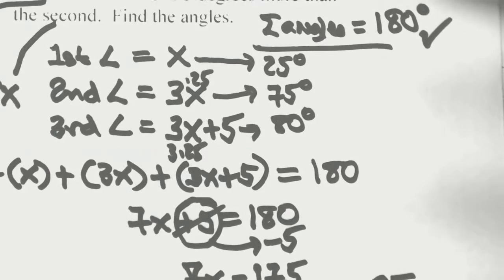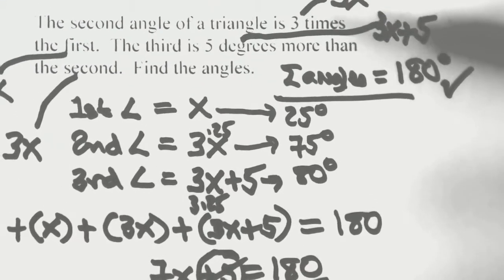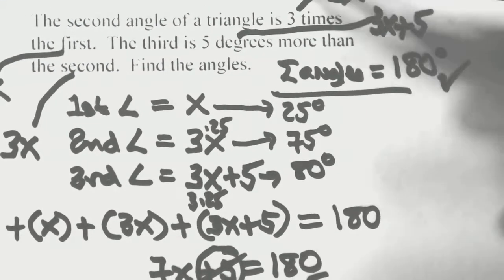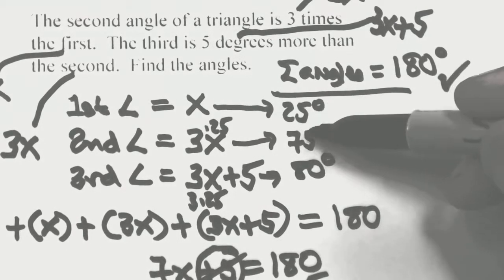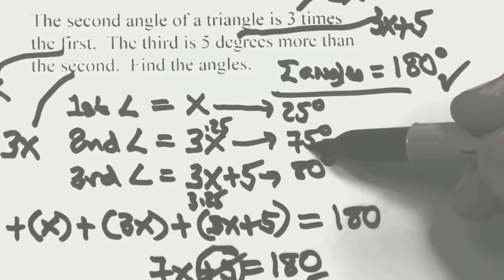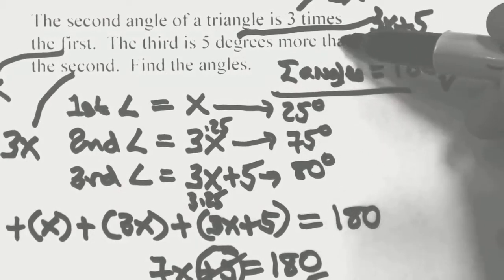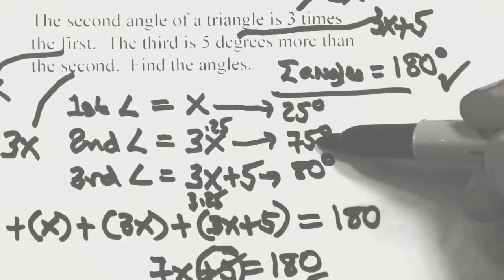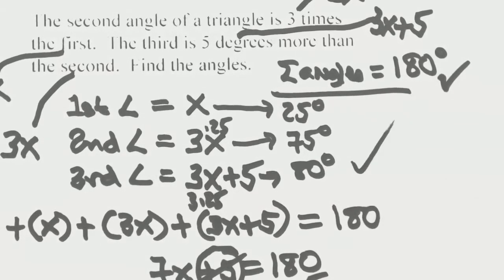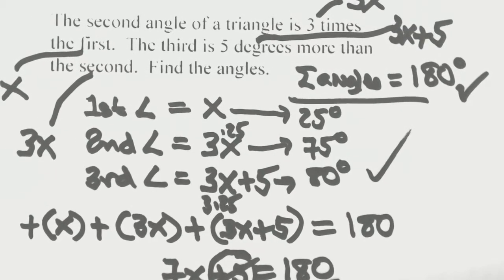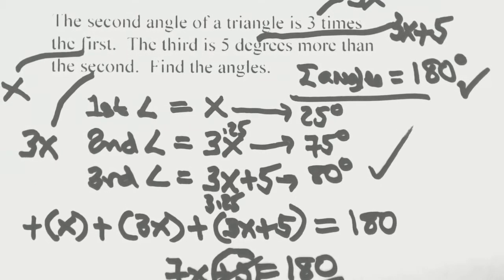Now let's just check against the rest of the words here that everything is correct. The second angle is 3 times the first. Well, 3 times 25 is 75. That's correct. And the third angle is 5 degrees more than the second. Well, the second is 75. 5 more degrees is 80. So, yes, indeed, this works against all the words. So we know that we're correct.